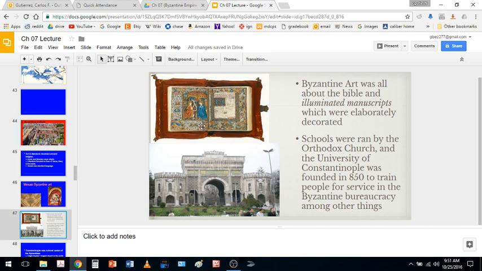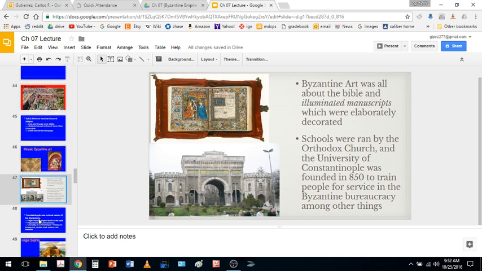And like I mentioned before, the church, the Orthodox Church, they operated schools and education, and for example, they created the University of Constantinople, and this is where people would train to become bureaucrats, train to be part of the government, whether it's practicing law or medicine or tax collecting, or to be part of the clergy or the priesthood of the Orthodox faith.